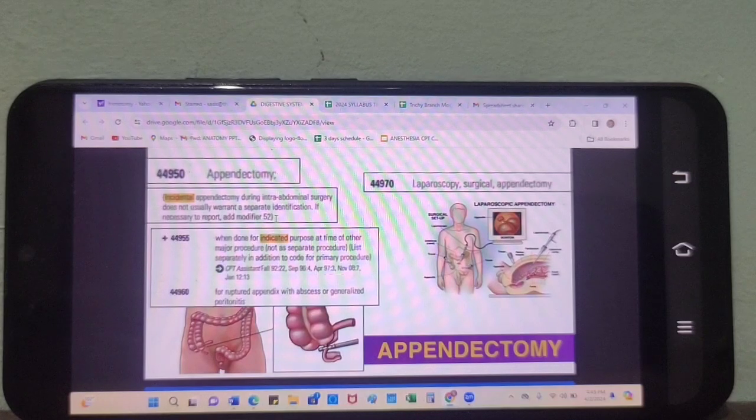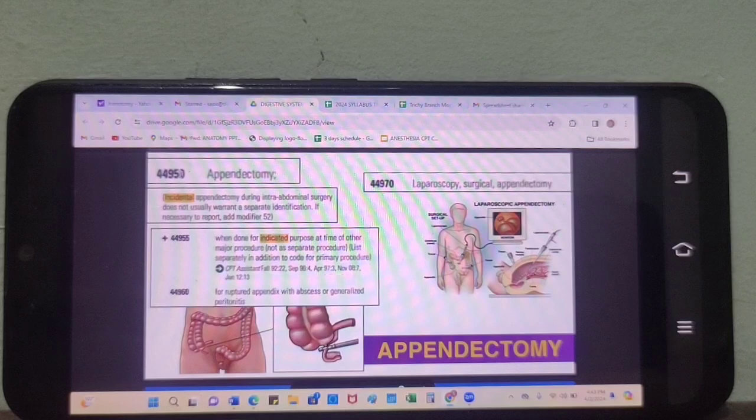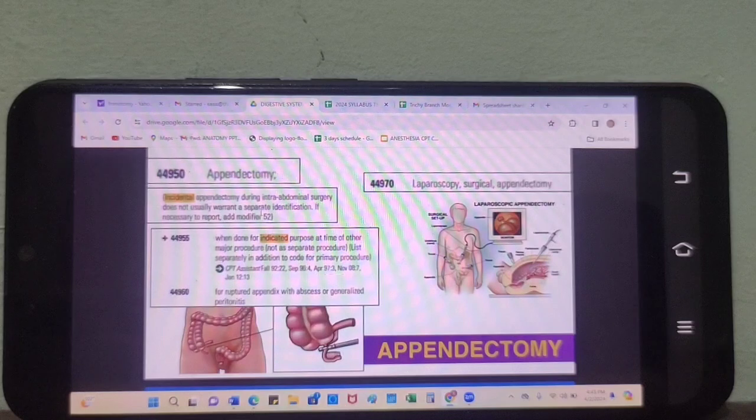So that means during the procedure of diverticulitis only, the doctor identifies the problem of the appendix and removes the appendix also. So here our main procedure should be diverticulitis removal. Along with it, we should report this code 44950 with the modifier 52. Did you understand?